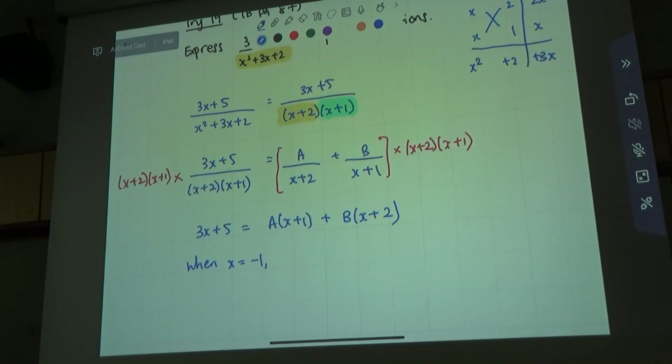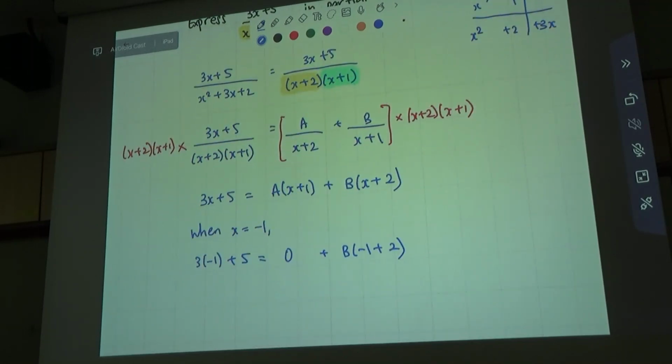When x is negative 1, on the left side, I will get this. Then over here is 0, because negative 1 plus 1 is 0. 0 times anything is 0. Then plus B times negative 1 plus 2. So now I will have 2 here, equals to 1 plus 1 times B, so it's just B. So B is equal to 2.